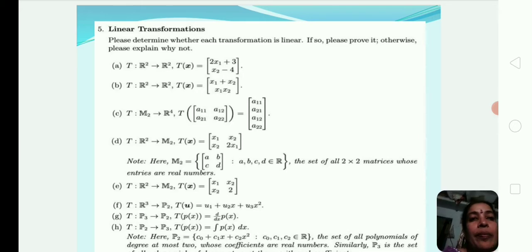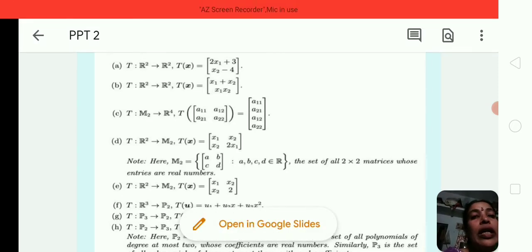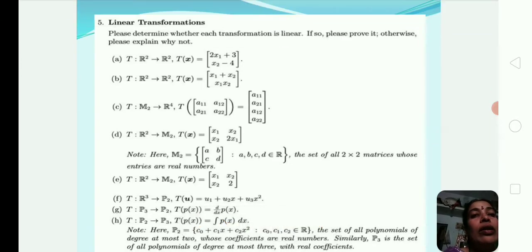Linear transformations. First of all, see T from R2 to R2, T(x) = (2x1 + 3x2, -4). And the second one is T from R2 to R2, T(x) = (x1 + x2, x1x2). And the third one is from M2 to R4, T of the matrix with first row a11, a12 and second row a21, a22, where the column form is a11, a21, a12, a22.